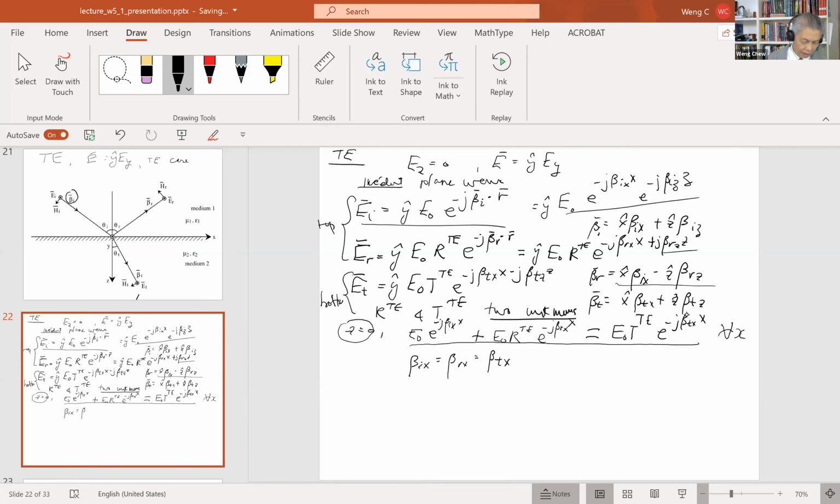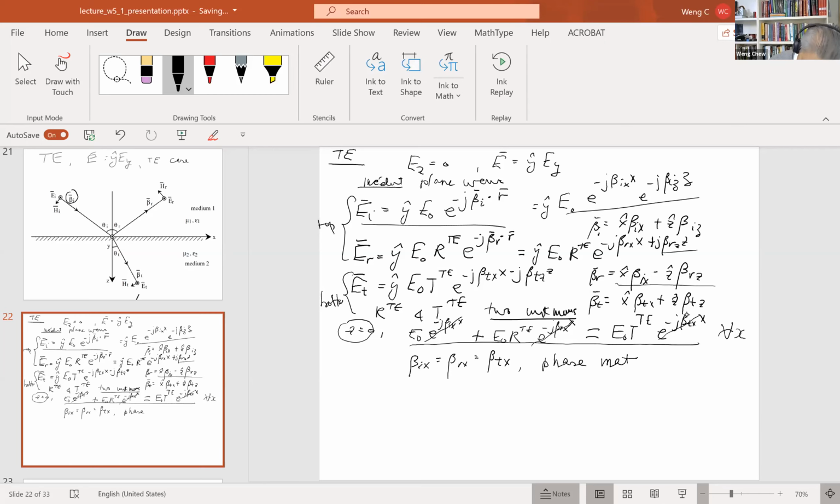Okay. If this is true, then I see that all the phase factors that I have are equal to each other. Okay, and then I can cancel them out. Then I have a chance of having this equation be equal, left-hand side and right-hand side, all the time. Okay, this condition is called phase matching.